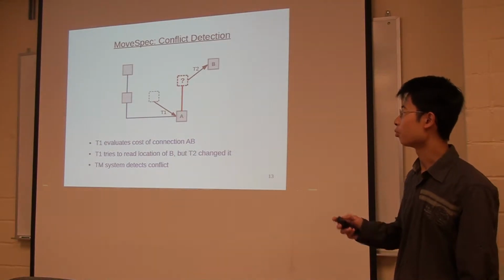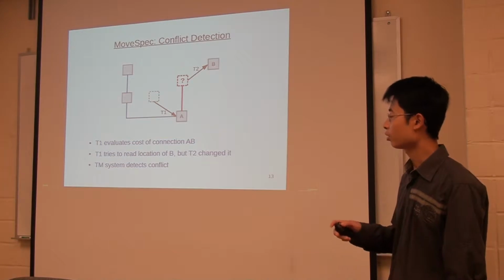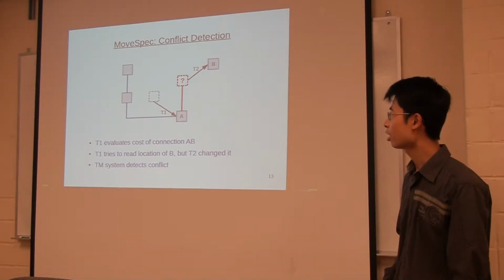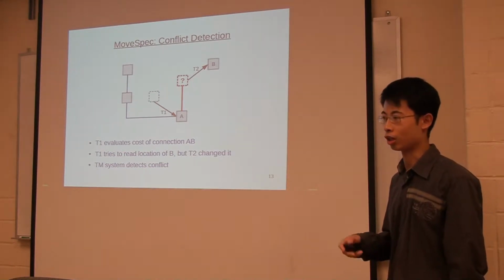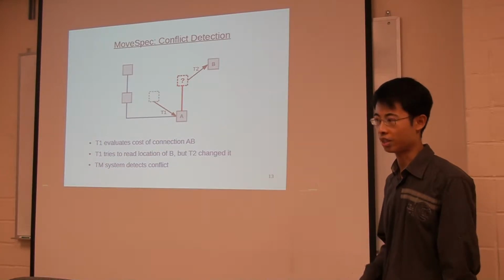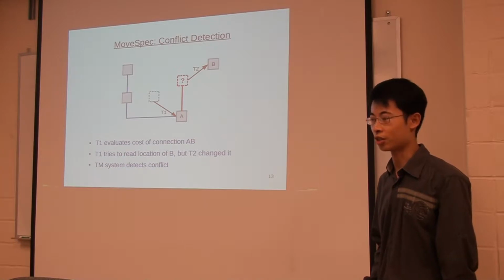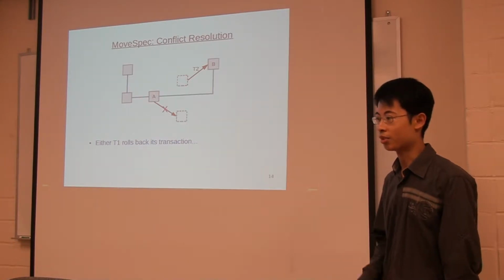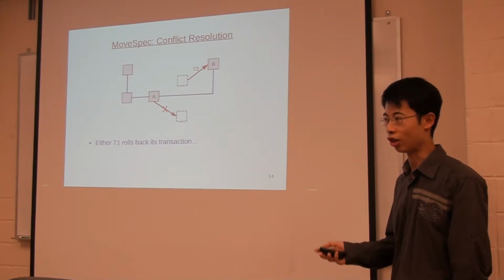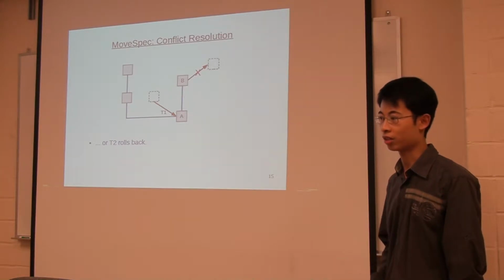Thread 1 moved block A and now wants to recompute the cost of connection AB, which is to say blocks A and B were originally connected. But at the same time, thread 2 moved block B elsewhere, and when thread 1 tries to read the location of block B, it finds that some other thread has changed it. And this, to the TM system, is a conflict. So what happens is either thread 1 has to roll back its transaction and restore block A, or thread 2 has to roll back and restore block B.